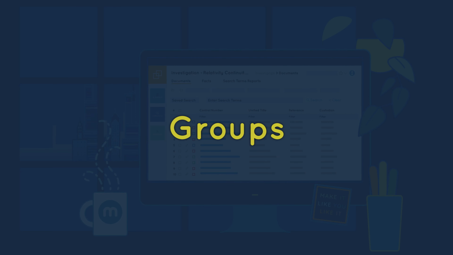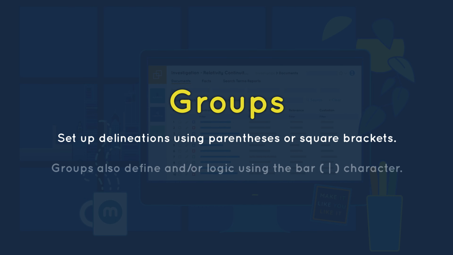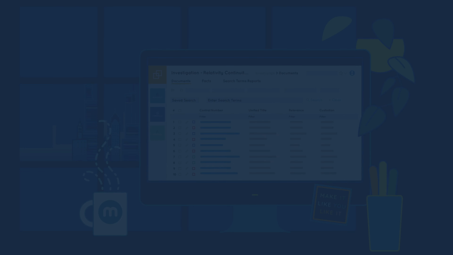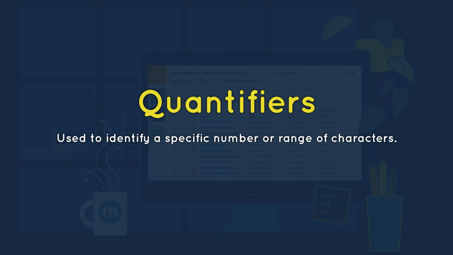Third are groups. These are used to set up delineations using parentheses or square brackets. Groups can also be used to define and/or logic groups using the bar character. And lastly, we have quantifiers. These are used to identify a specific number or range of something.